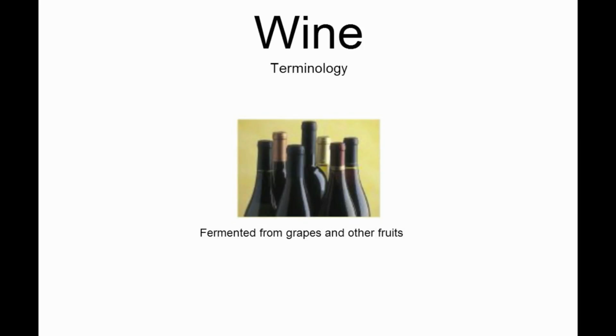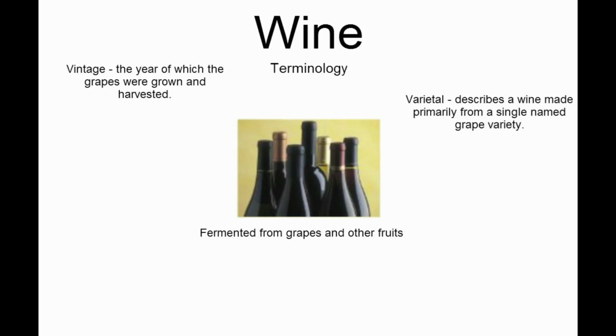First, let's go over some basic terminology needed for this course. Vintage refers to the year the grapes were grown and harvested. A varietal describes a wine made primarily from a single named grape variety. For example, the Chardonnay grape creates a Chardonnay wine. A vintner is a person engaged in winemaking, or a winemaker.